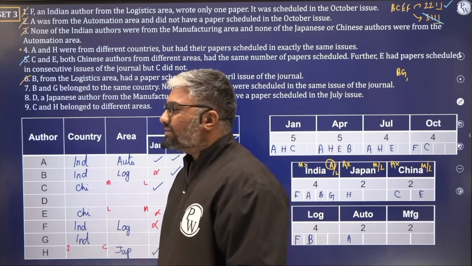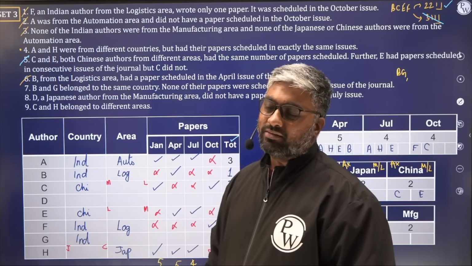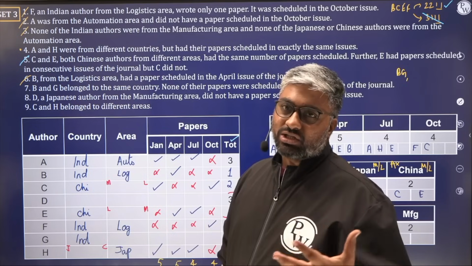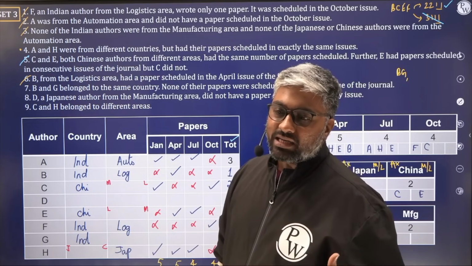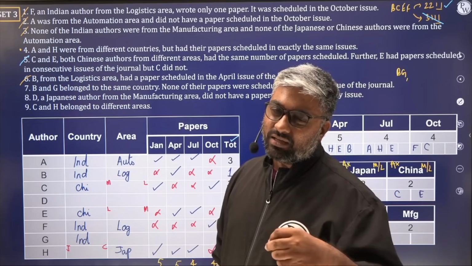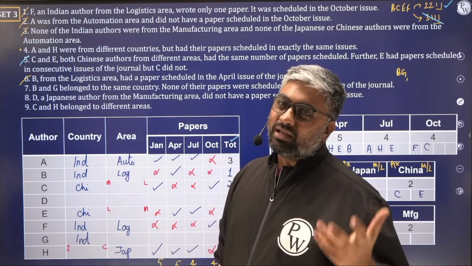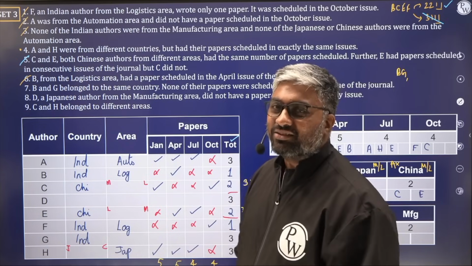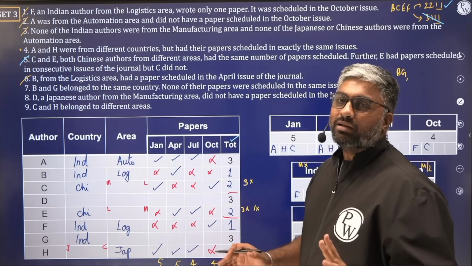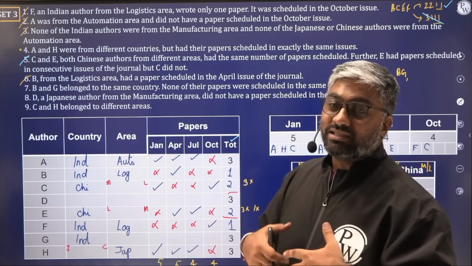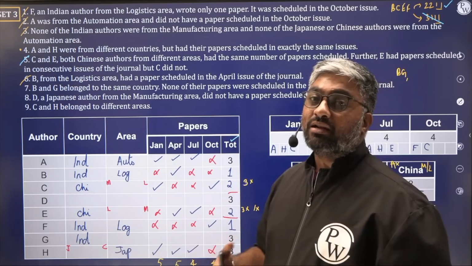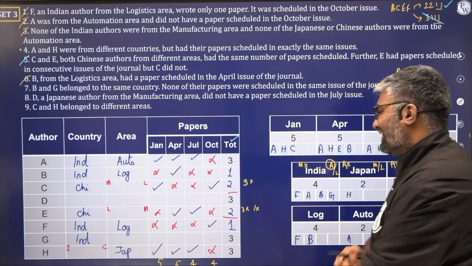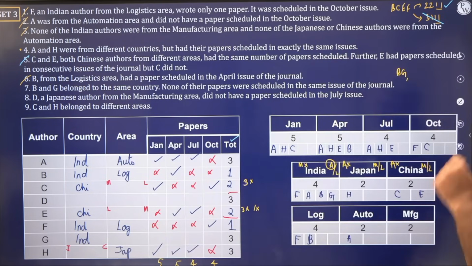You'd be wondering, sir, why are you doing this so slowly? Because when you rush into these kind of pure LR sets, you skip something. The moment you skip something, everything falls apart. So the slower the better. My idea is to get the 6 questions right, not get it quickly. We will hurry obviously, but not rush. Okay? So B and G belong to the same country.